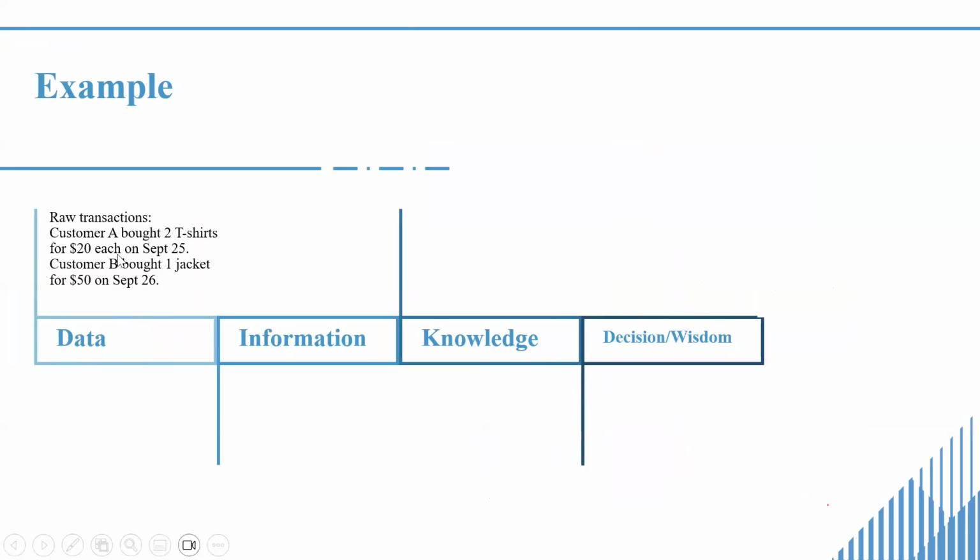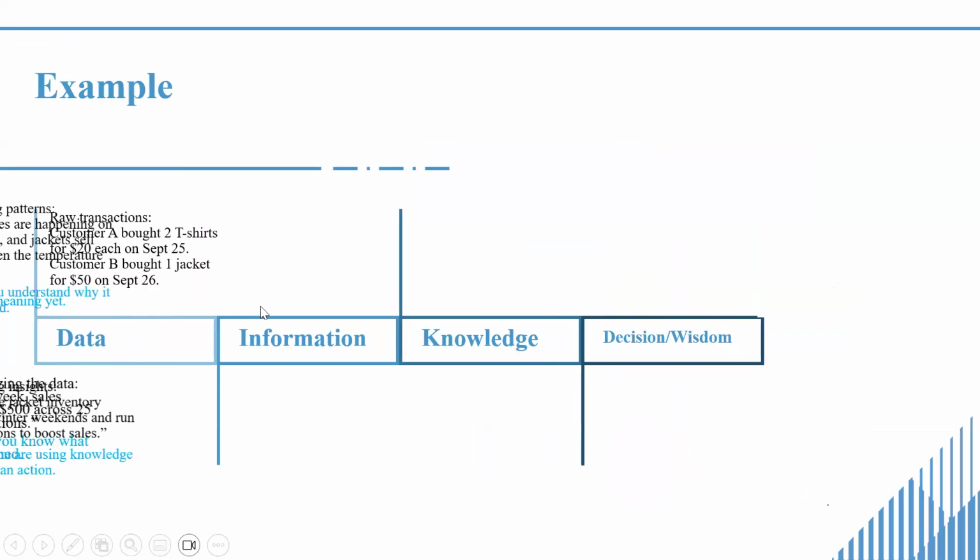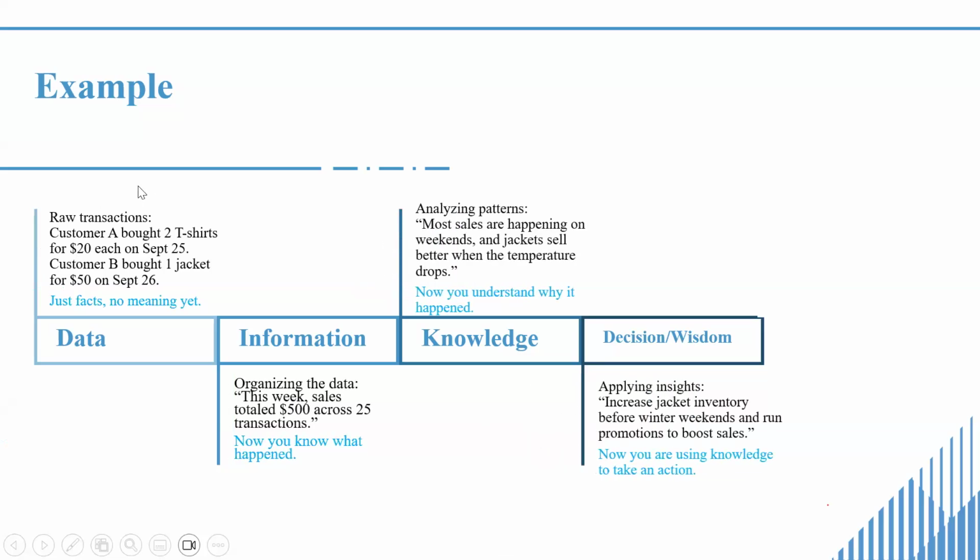You have a raw transaction: customer A bought two t-shirts for $20 each on September 24. Customer B bought one jacket for $50 on September 26. This is your data. I have two customers, one of whom bought two t-shirts and the other bought one jacket. Now, information is when you put this into an organized form. This week's sales total is $500 across 25 transactions. Now you know what happened. This week you earned $500, so from 25 transactions, 25 people bought something and you earned about $500.